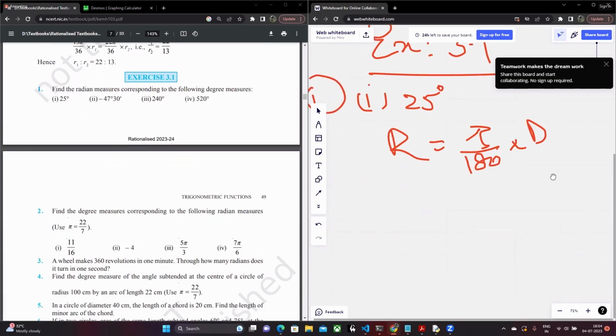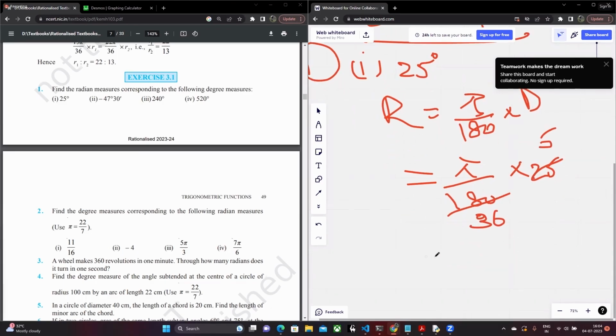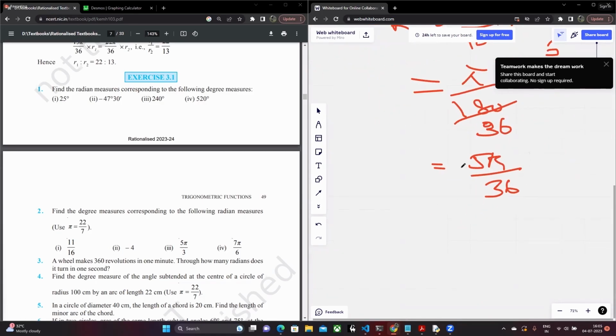So with this formula, I can basically substitute instead of d, I can substitute 25, and I'm going to get the radian value. That is going to be pi by 180 into 25, which is, this goes 5 times, here this goes 36 times. So this is basically 5 pi by 36 radians, which if you want to represent in decimals, you can, but 5 pi by 36 radians is perfectly valid.